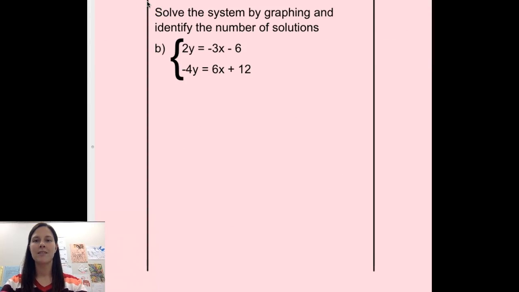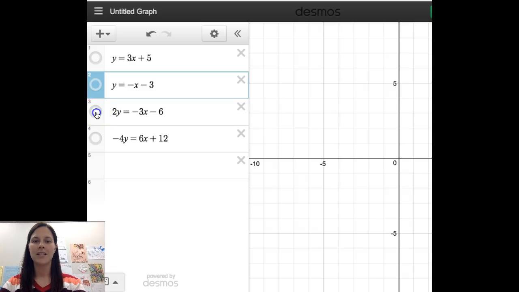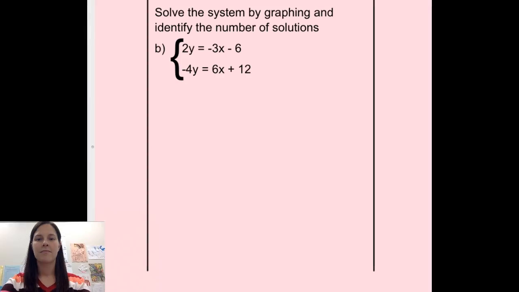Here's our next system. Again, I've got these ready to go on Desmos. We'll just pull those up, turning on these lines one at a time. There's our first equation, 2y equals -3x minus 6, and our second equation. Notice what happened. That orange line went on top of the green line. These two lines are exactly the same. They have many solutions.